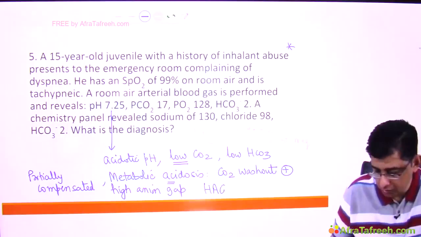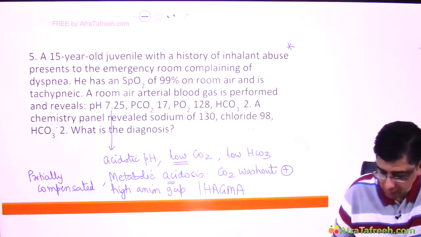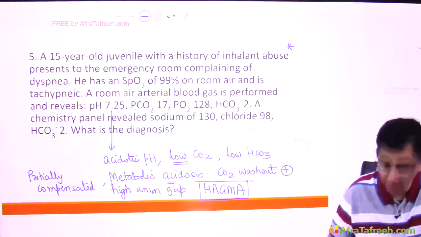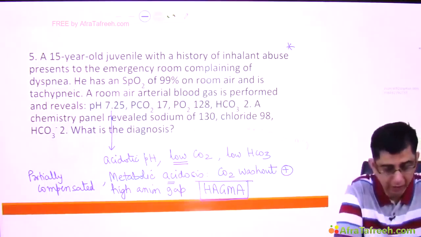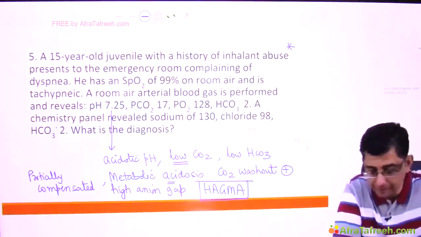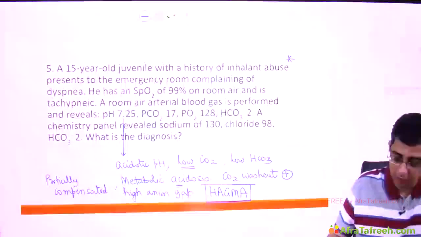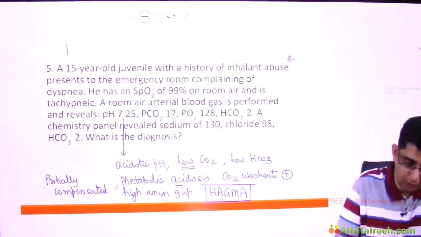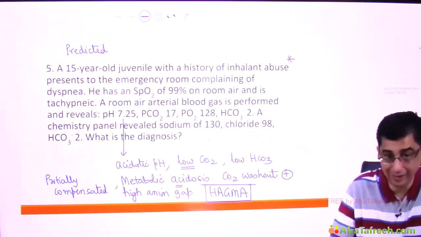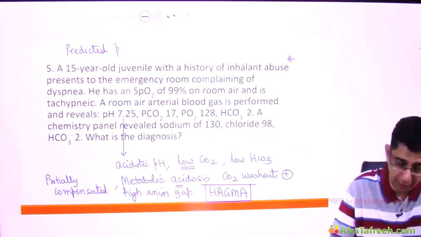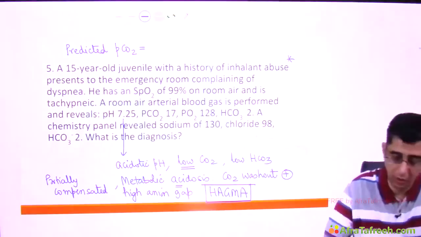You will notice in the case file we write the word HAGMA, that is high anion gap metabolic acidosis, and this is partially compensated in this patient in the sense that the carbon dioxide values are less than normal in this patient. Let us now understand a rule, whether the compensation is occurring or not. There is a mathematical rule that a lot of guys are interested in. The predicted PCO2 of the patient has to be compared with the actual CO2.